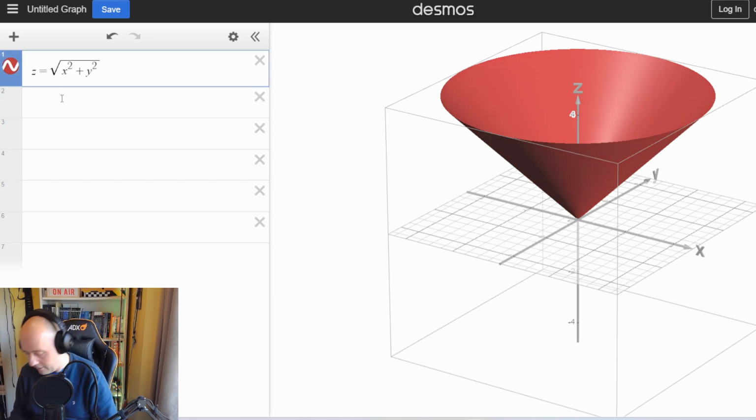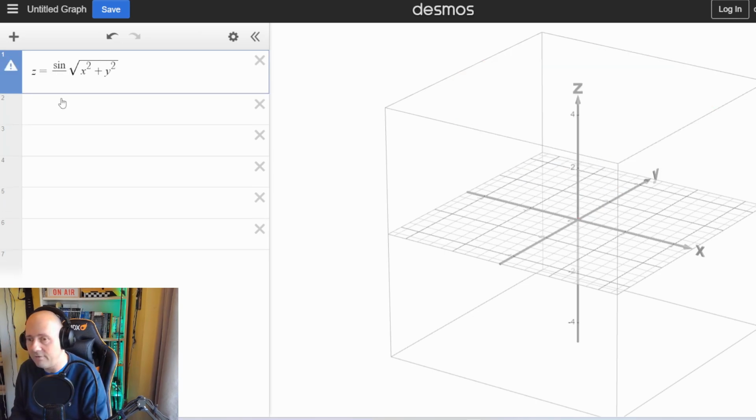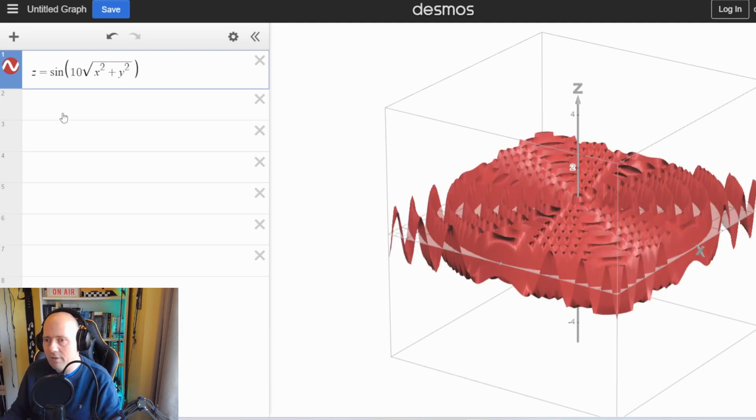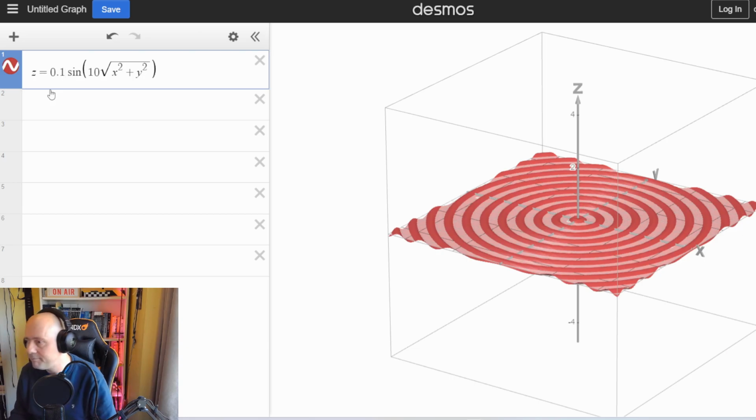So now what we're going to do is we're going to do the sine of that value. So that's going to produce a wave going out from the center. Then what we're going to do is we're going to produce more waves. So now that looks horrible. We're going to reduce the amplitude.